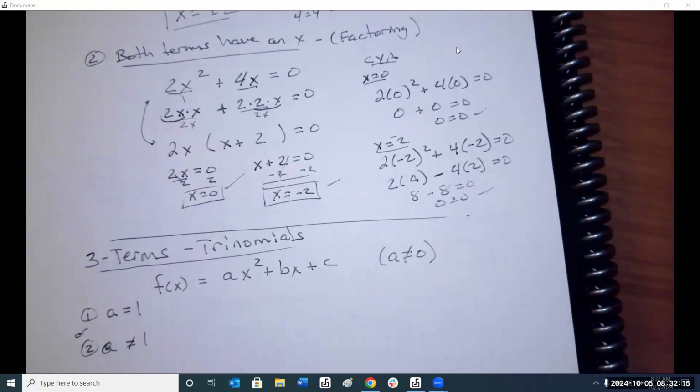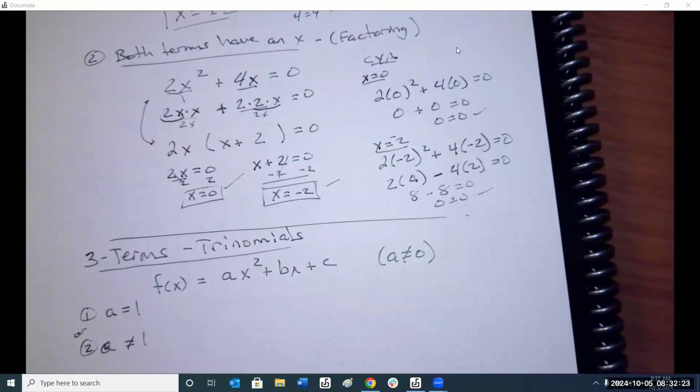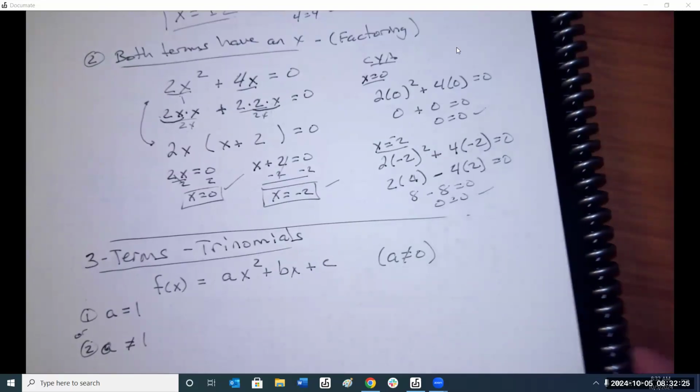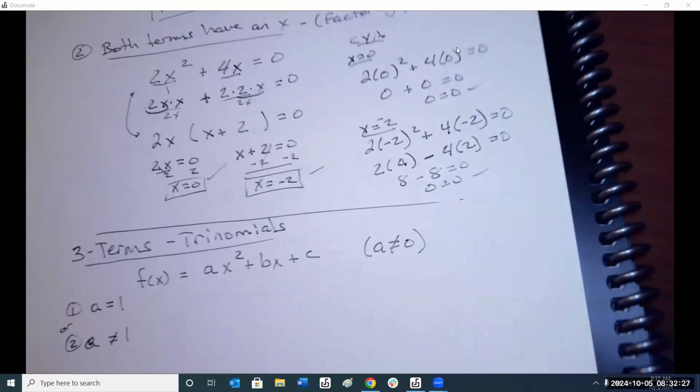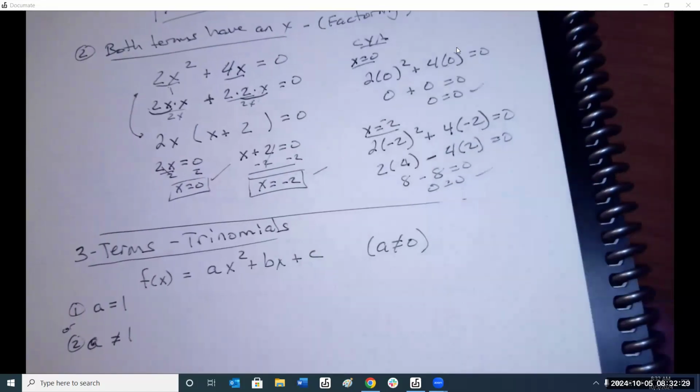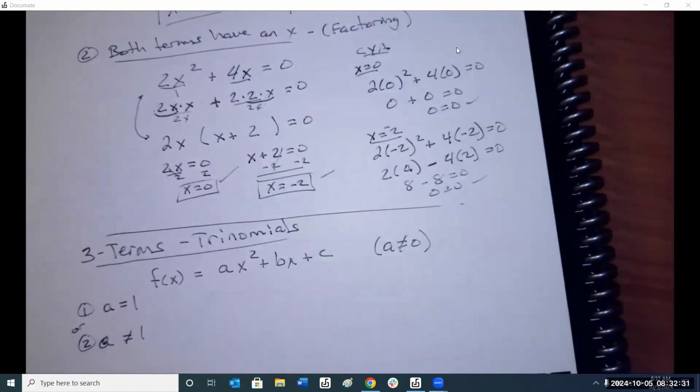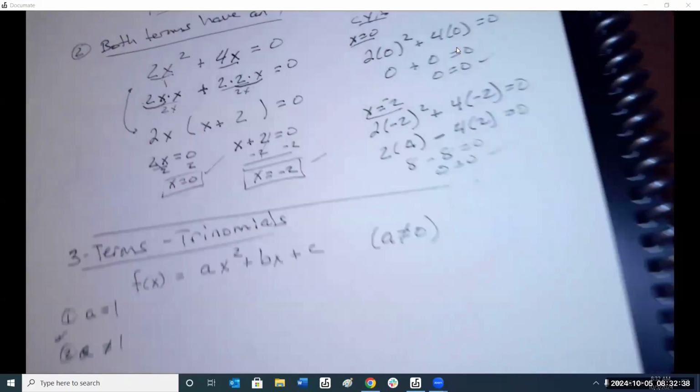Okay, so if the leading term is 1, we have a certain method to do it. And if the leading term is 2. Either way here, we have to use factoring because we have 3 terms. We can't use the square root method. Not just yet.